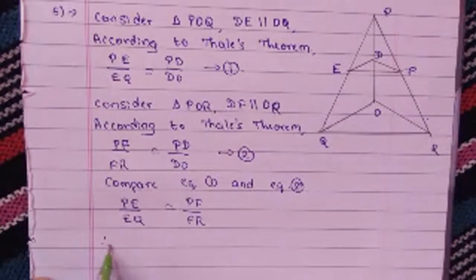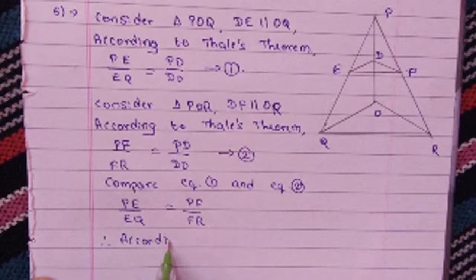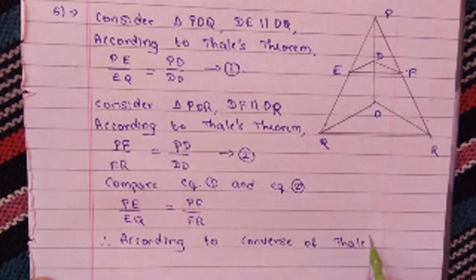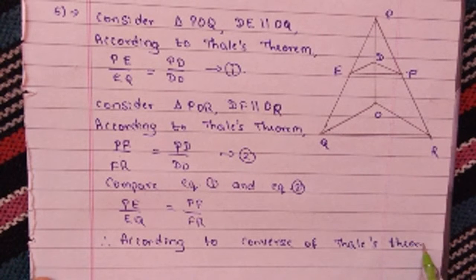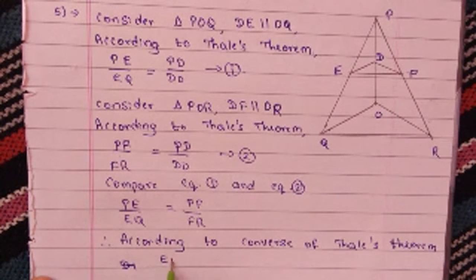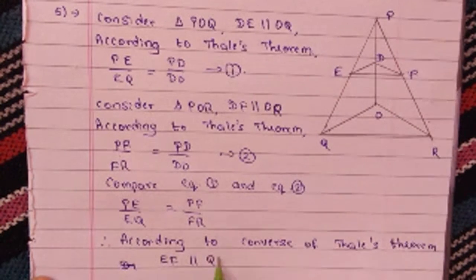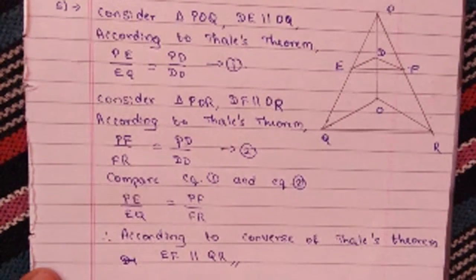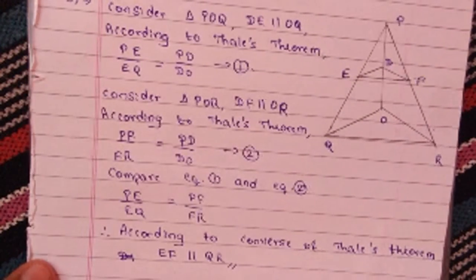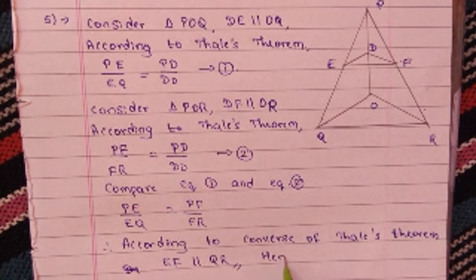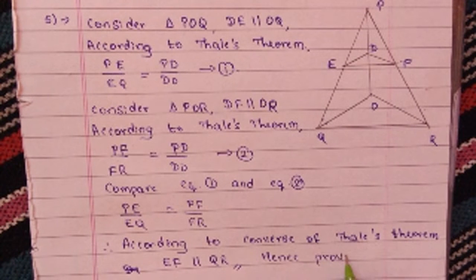Okay, therefore according to converse of Thales theorem, EF is parallel to QR. Okay, this is the solution of the second problem. How many of you understood this? Hence proved.